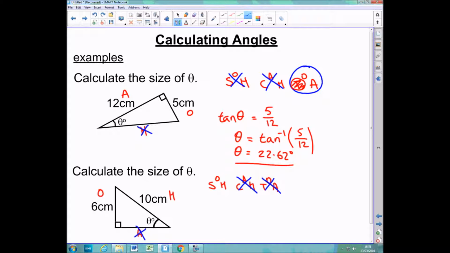Okay, so in this case, I'm going to be using sine. So I'm going to start this off by writing that sine theta equals, cover up the sine, opposite, 6 divided by hypotenuse, which is 10. Now in order to find the angle out, remember I need to do the shift sine or inverse sine of 6 divided by 10. And then using my calculator and rounding to 2 decimal places, I get the answer of 36.87 degrees.